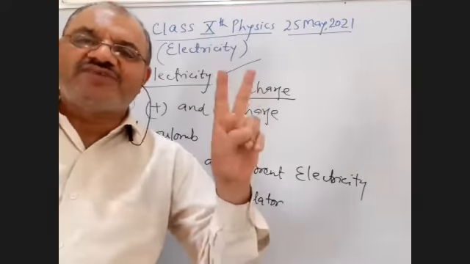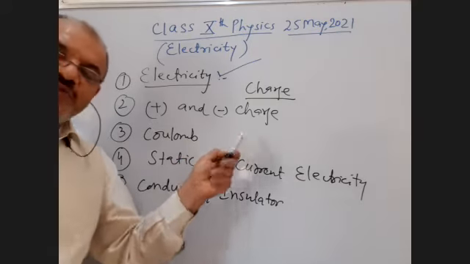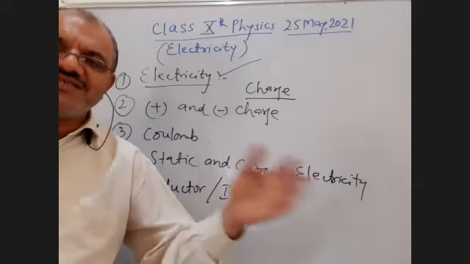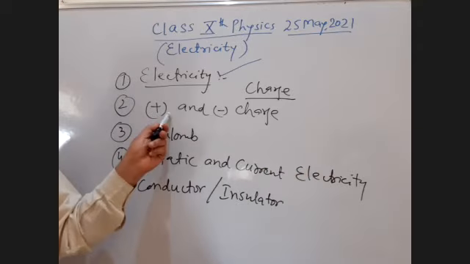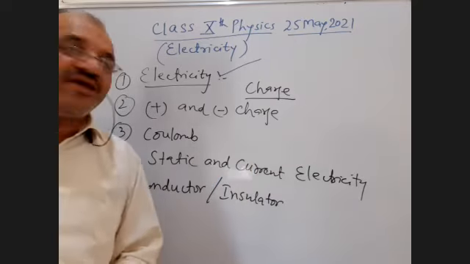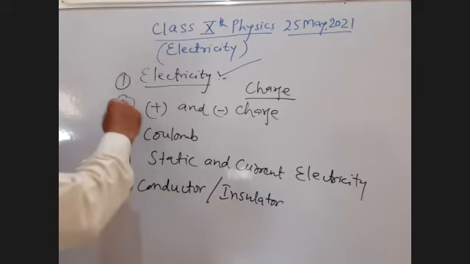Now there are 2 types of charges: positive charge and negative charge. How are they produced? Positive charge is produced when a glass rod is rubbed with silk cloth. When an ebonite rod is rubbed with wool or fur, negative charge is produced. Now it is clear, students.